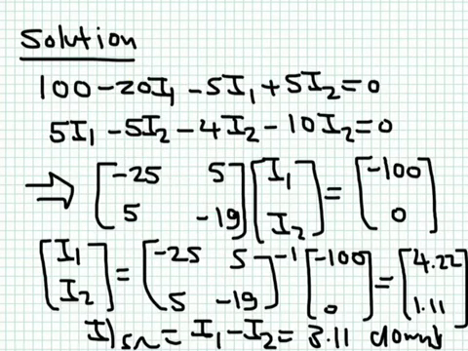This is one matrix. We can try to invert it, and if you invert it, you end up with a solution that I1 is 4.22 and I2 is equal to 1.11. And of course, the current going through the 5 ohm resistor is simply equal to I1 minus I2. So it's 4.22 minus 1.11, which is 3.11 pointing downward. So by doing so, I now know the currents in all the resistances of this circuit.